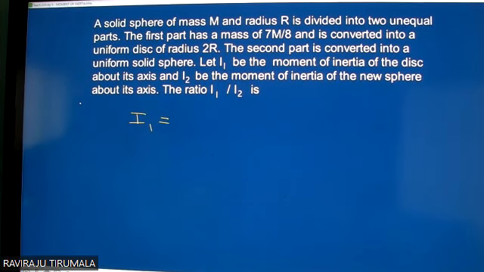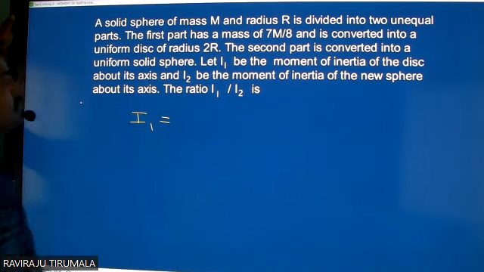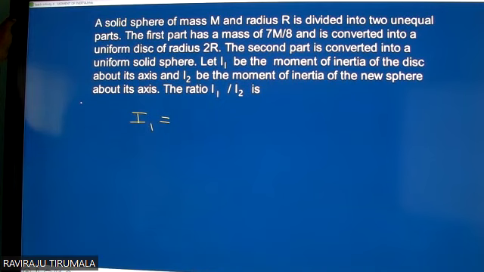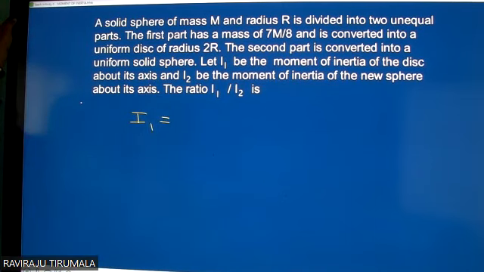So the first part has a mass of 7m by 8 and it was converted into a uniform disk of radius 2r. If that is the mass, what is the general formula for the moment of inertia of a disk? About which axis are they asking? I1, the moment of inertia of the disk about its axis. That means the axis passing through the center and perpendicular to the plane. What is the general formula?